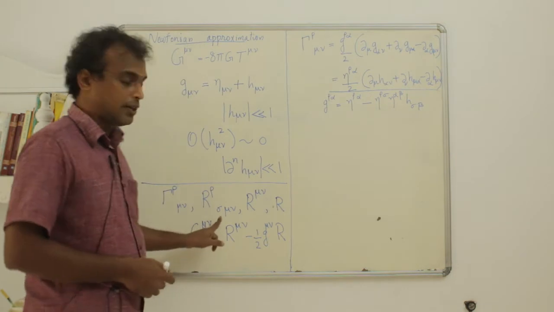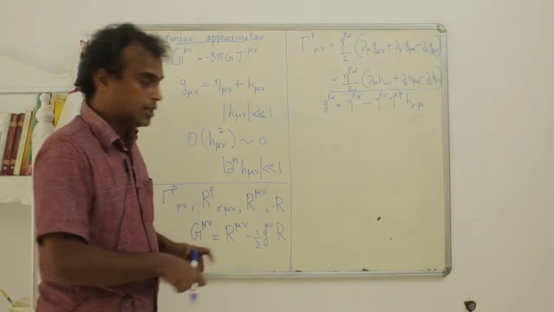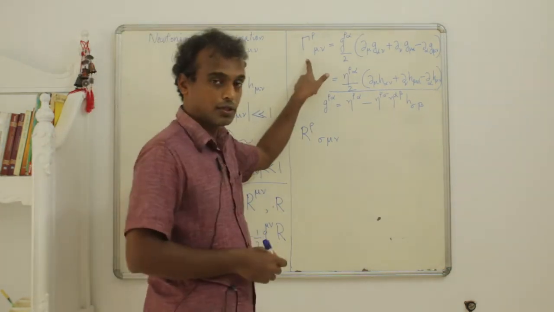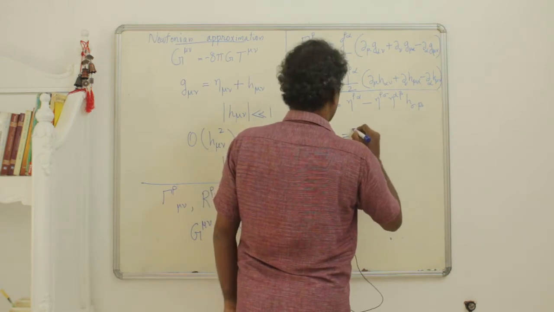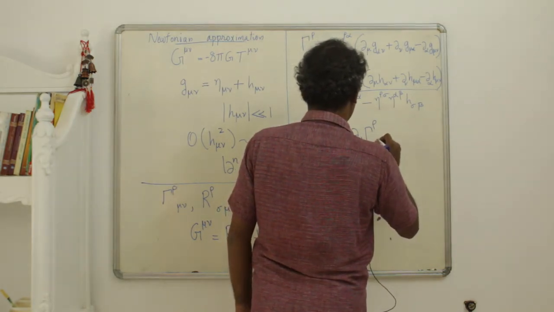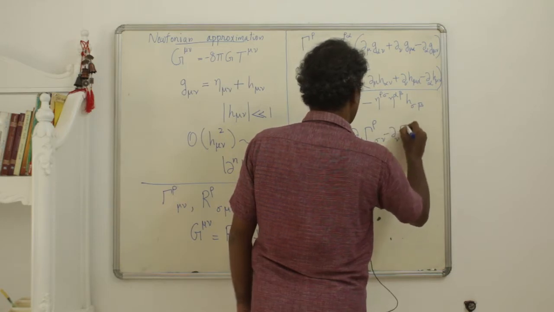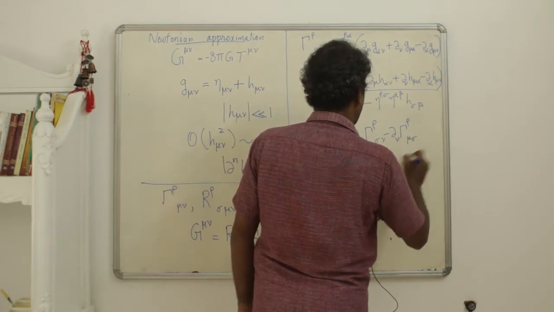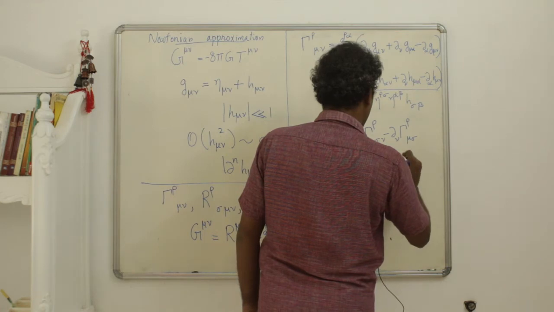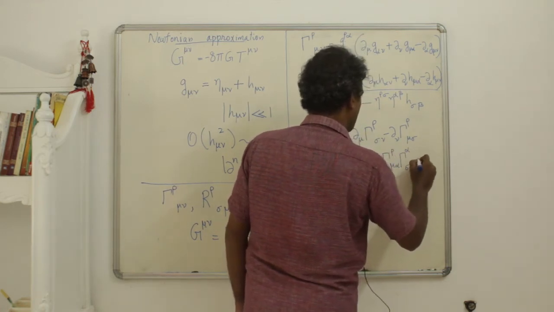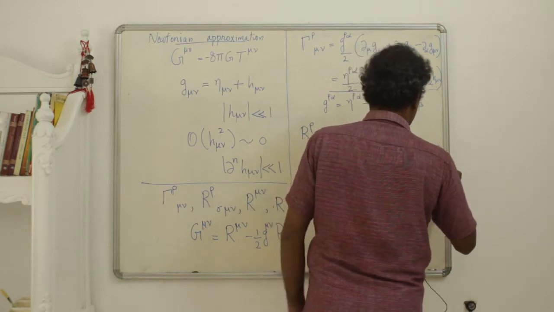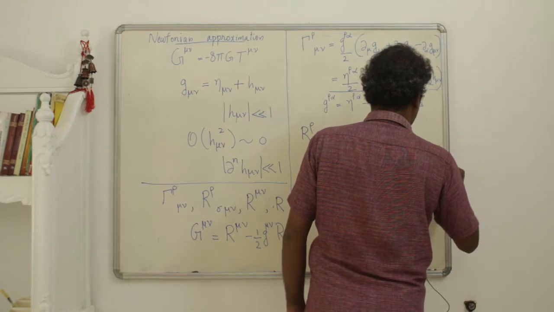Next, we must compute the Riemann tensor components. The component R rho sigma mu nu of a Riemann tensor is defined in terms of the Christoffel symbol and its derivatives as del mu gamma rho sigma nu minus del nu gamma rho mu sigma plus gamma rho mu alpha gamma alpha sigma nu minus gamma rho nu alpha gamma alpha mu sigma.